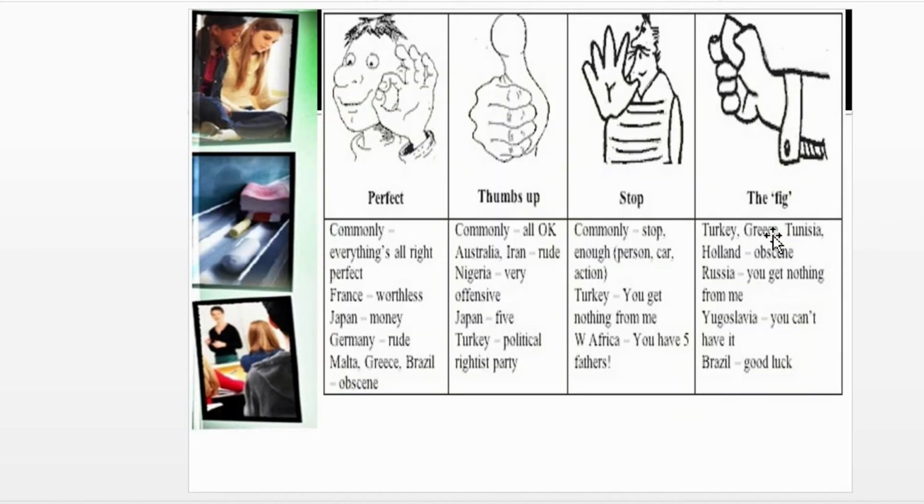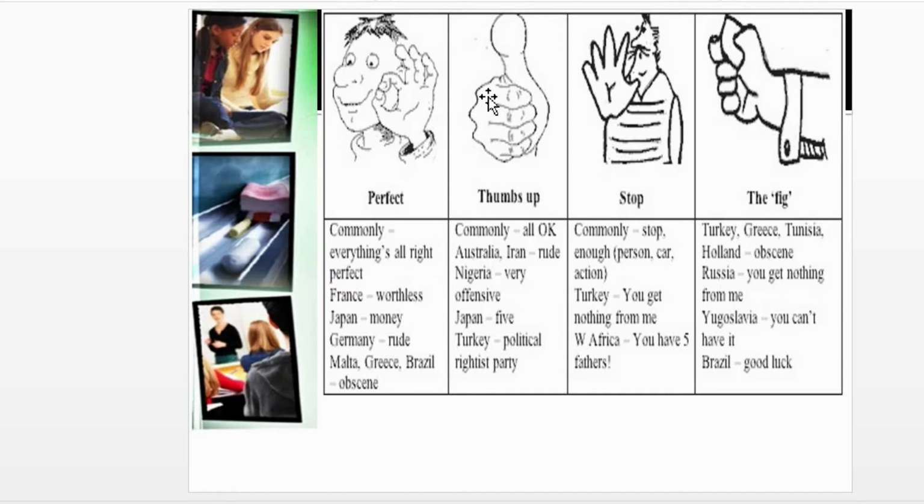Perfect, thumbs up, stop, the fig. Let me talk about the first image that you can see over here, which is something that is good. Commonly, everything all right, perfect. What it means in different countries, the perfect sign that you can see over here: in France it means worthless. In Japan it means money. In Germany it means rude. In Malta, Greece and Brazil it means obscene.